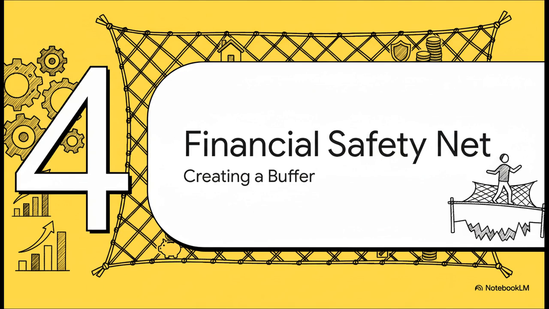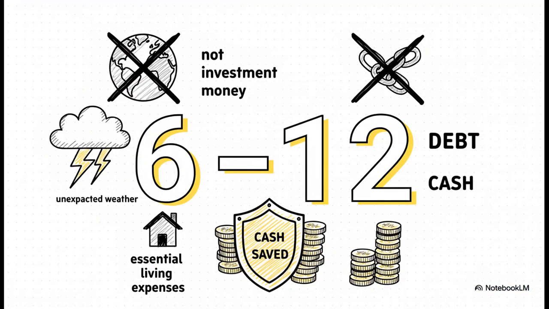Okay, so diversification helps protect your investments. But what about your actual day-to-day life? Because job uncertainty can spike during all this economic turmoil. That is where your financial safety net comes into play. The big goal here is to have a really solid emergency fund. The standard advice is to have enough cash saved up to cover anywhere from 6 to 12 months of your essential living expenses. And listen, this is not investment money.